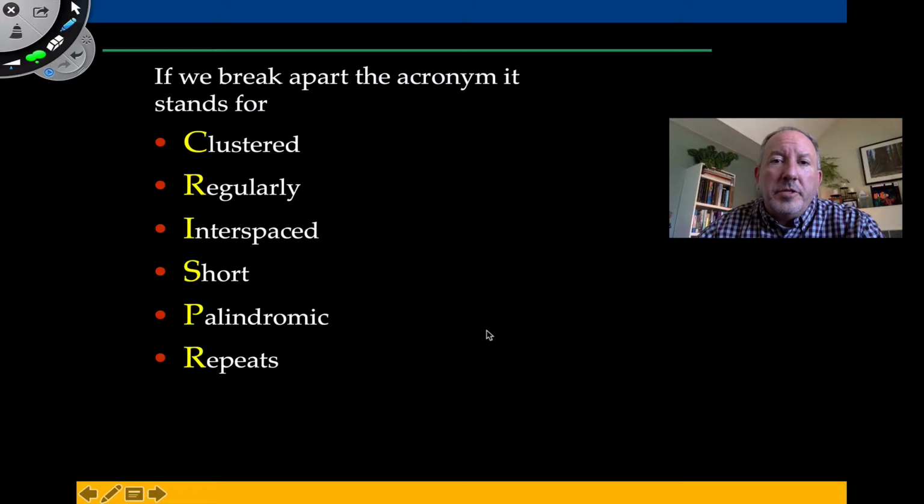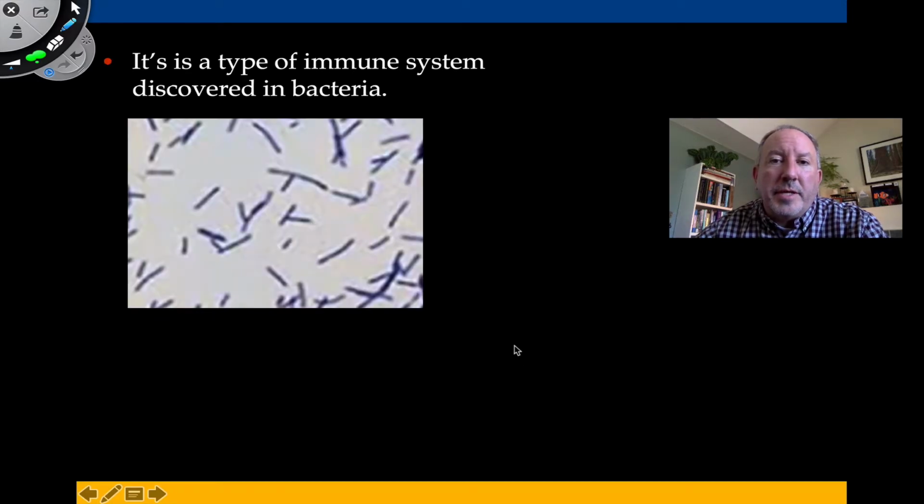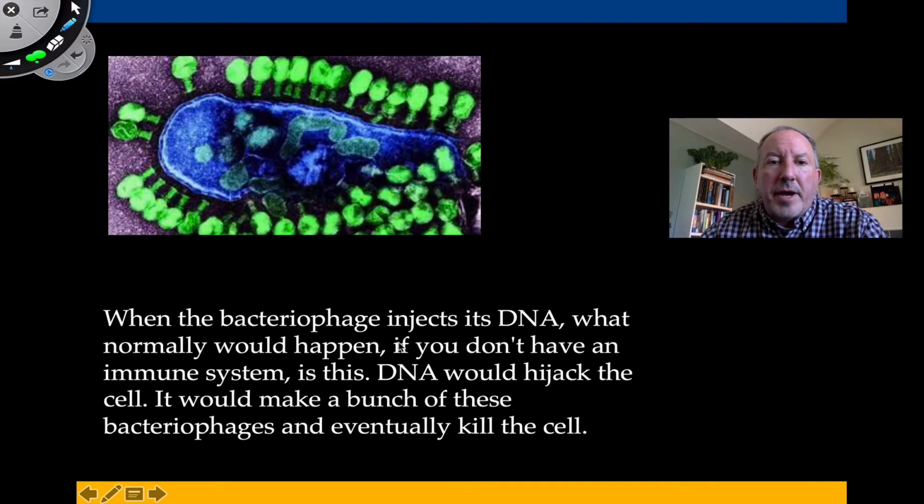And so to explain what CRISPR does and how it works, first off, CRISPR is an acronym that stands for Clustered Regularly Interspaced Short Palindromic Repeats. Hopefully that will be explained. So it's a type of immune system discovered in bacteria, as I mentioned. These are bacteria shown under the light microscope.